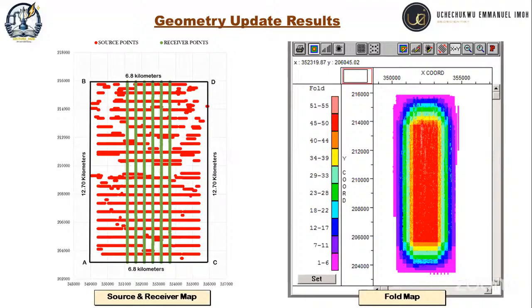So I also told you after you do your geometry updates, you come up with information about your data. One such piece of information is the source receiver map shown on the screen.